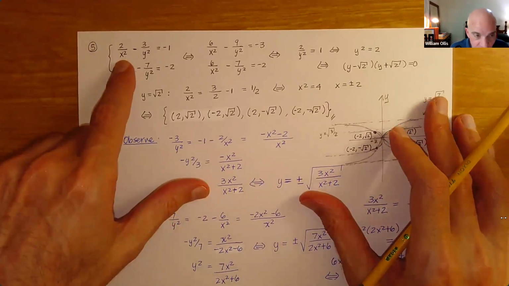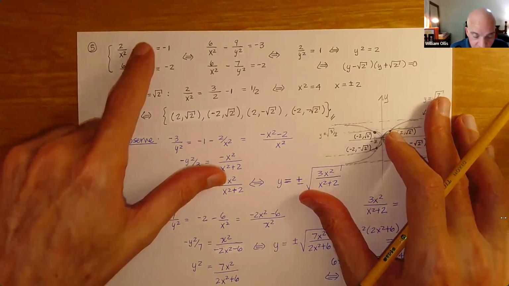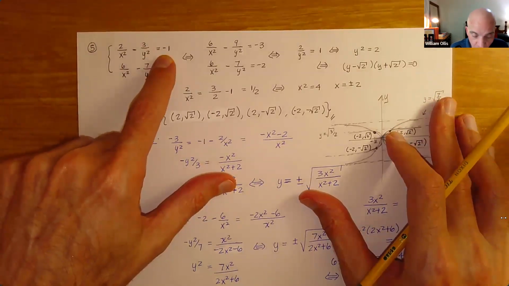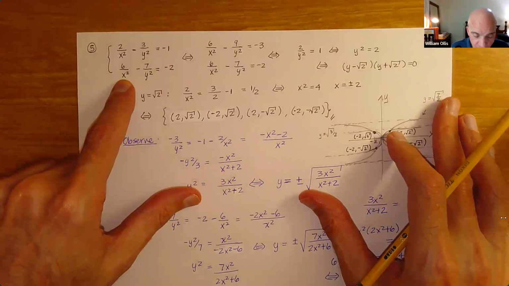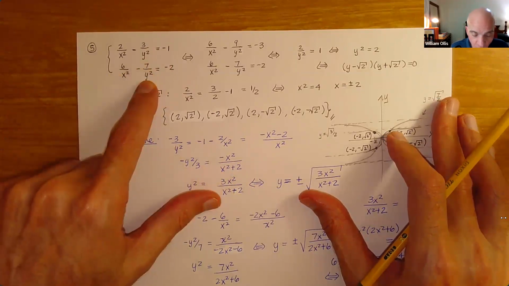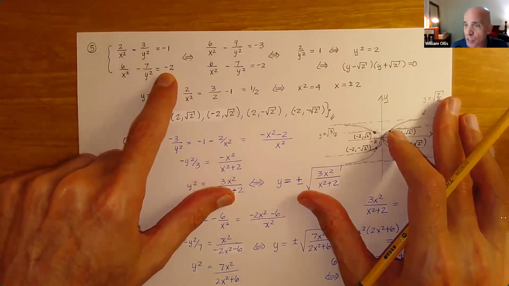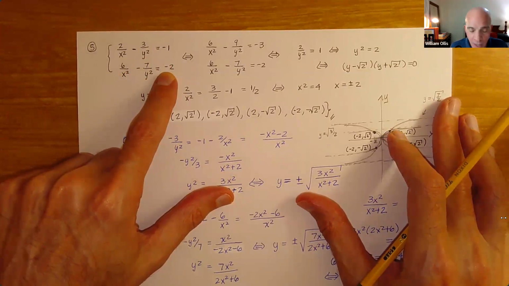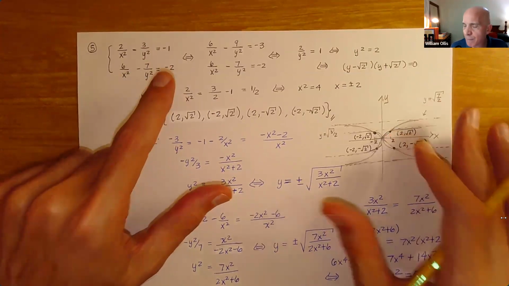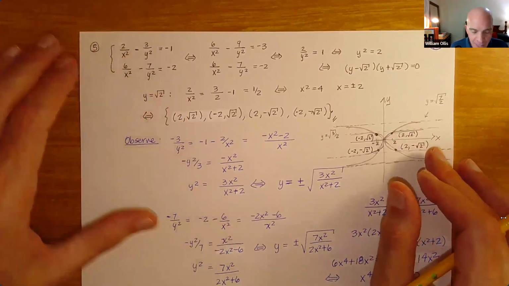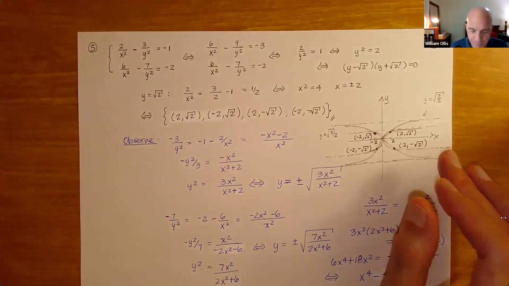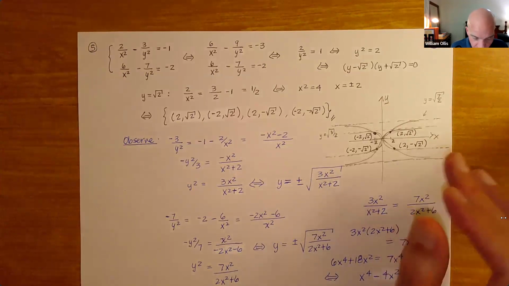So notice we have 2 over x squared minus 3 over y squared equals -1. And we have 6 over x squared minus 7 over y squared equals -2. I just took this out of your textbook because I needed some good examples with elimination. And of course, you could make these up, but that's not necessary either.